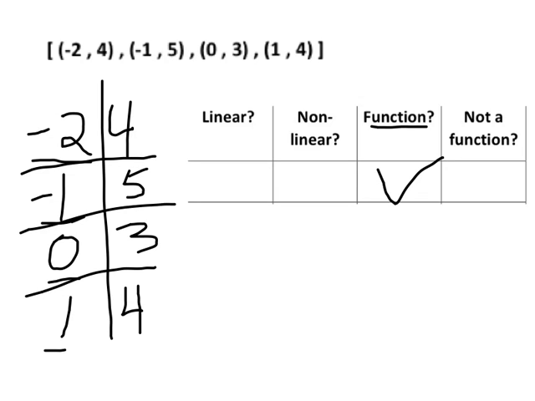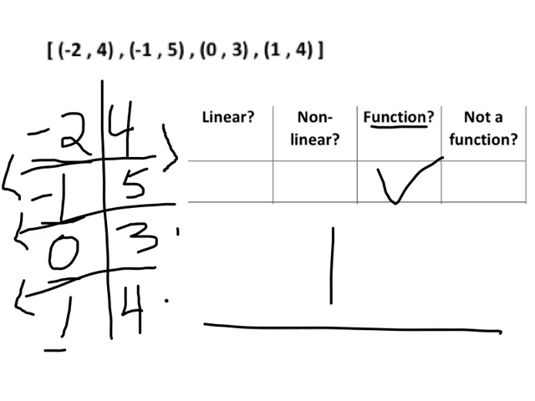But is it a line? If I look at my x values, they're all increasing constantly by 1. But what's happening with my y values? My y values are increasing, but then they decrease and then they increase again. So if I were to draw this on a graph, my x values are always increasing, so I'm always going to the right, but my y values increase and then decrease and then increase again. So is that going to be a line? No, it will be non-linear.